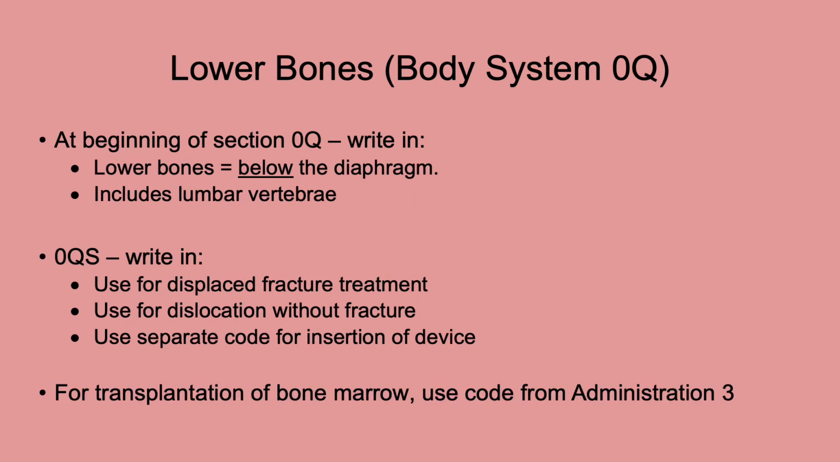Okay, lower bones, body system 0Q. At the beginning, write in lower bones below the diaphragm and includes lumbar vertebrae. So in table 0QS, write in used for displaced fracture treatment, dislocation without fracture, separate code for insertion of device. And you also want to write in for transplantation of bone marrow, use code for administration section 3. The documentation will say transplantation, but that's not how it's coded.